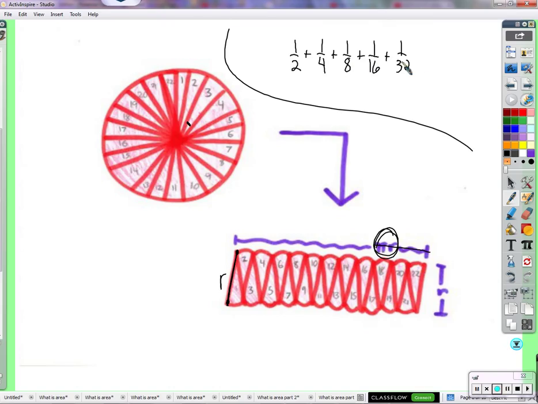If I add this up, not for a million terms or a billion terms or a trillion terms, but an infinite number of terms, meaning I never ever stop, then this will add up to 1. Infinity.